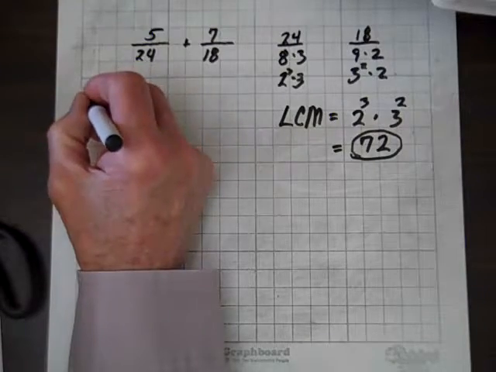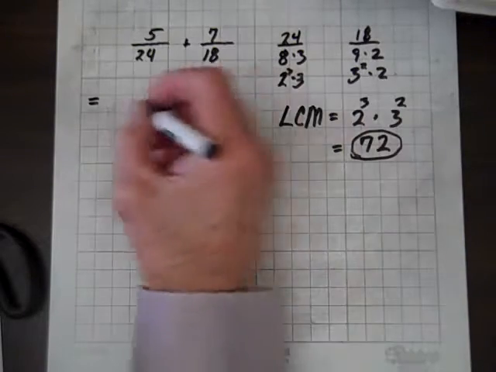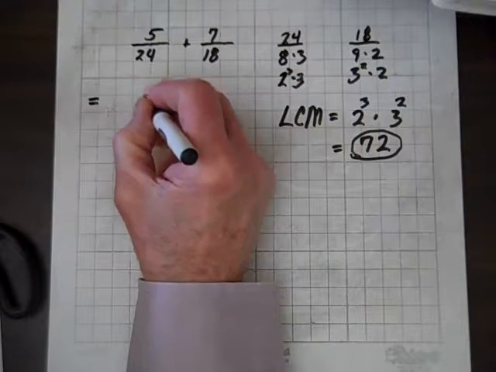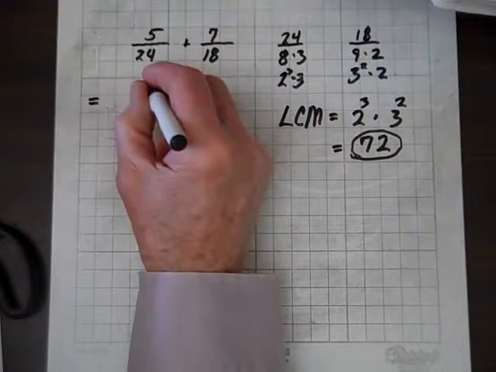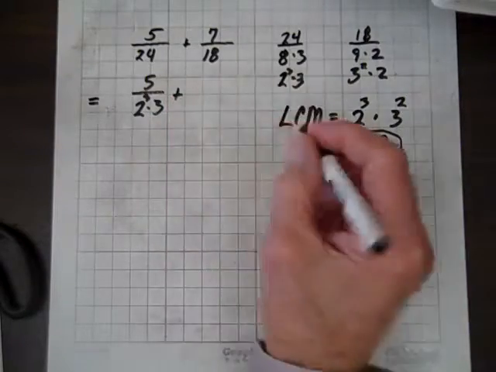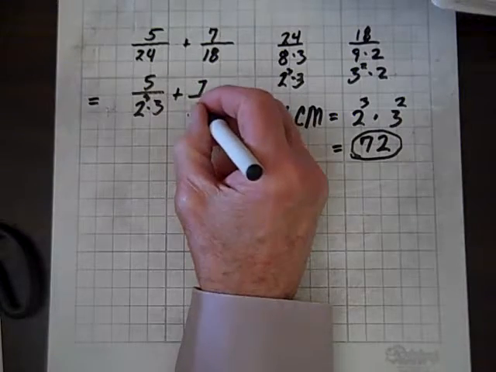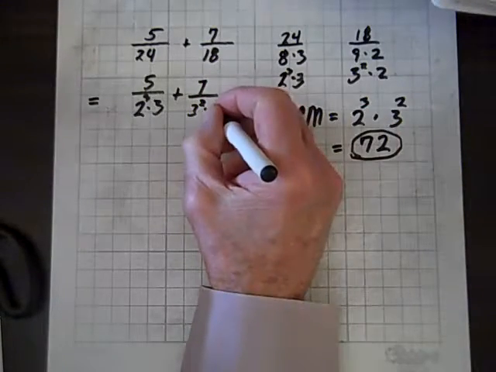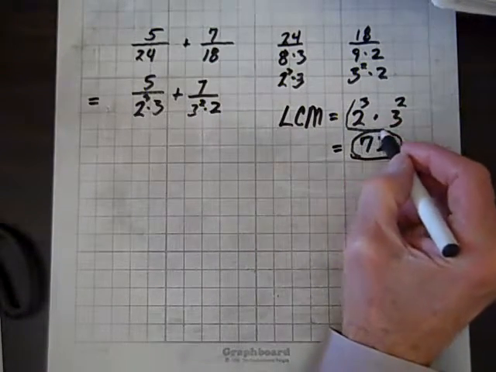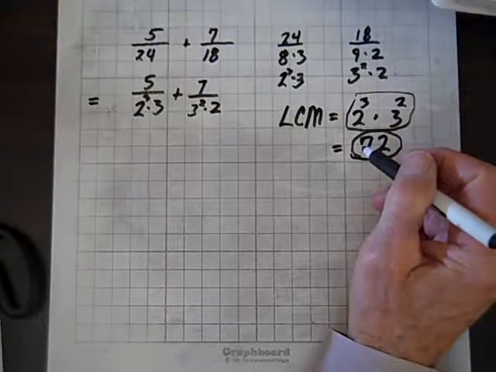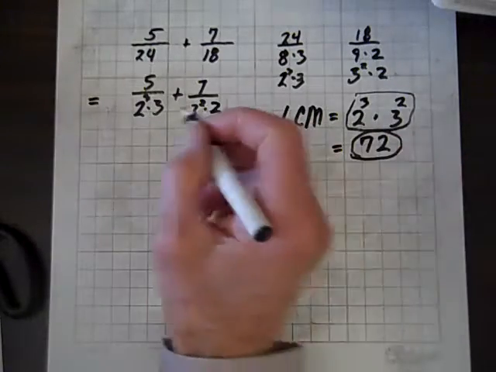So now, 24 is the same as 2 cubed times 3. And we've got a 5 upstairs, plus 7 over 18, which is 3 squared times 2, I beg your pardon. So look, here's our least common multiple. What's missing here? Well, I've got a 2 cubed, but I don't have a 3 squared.